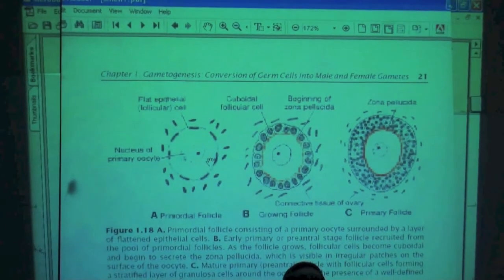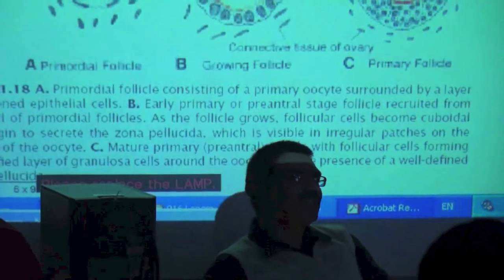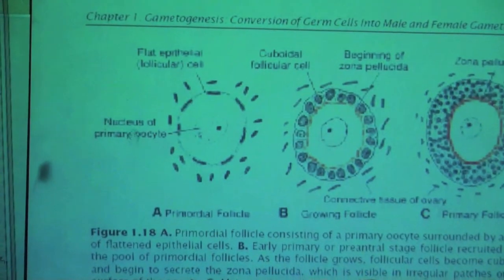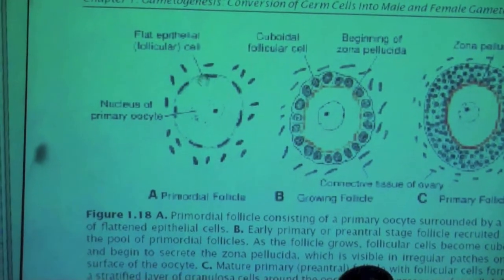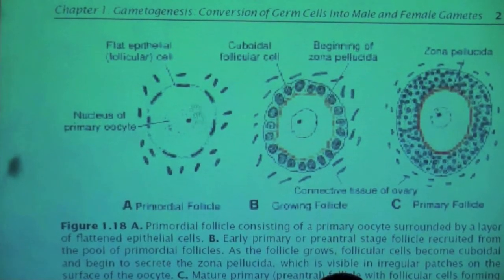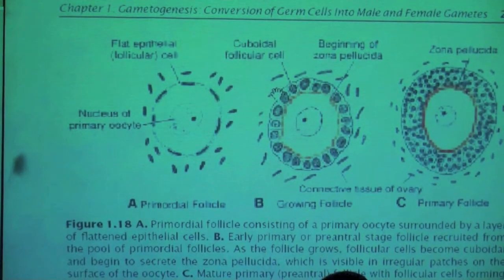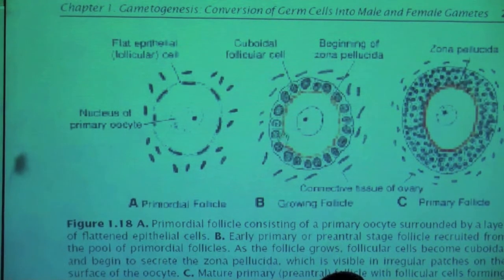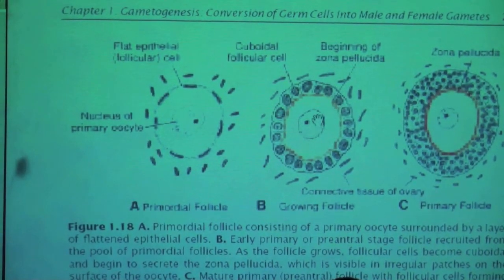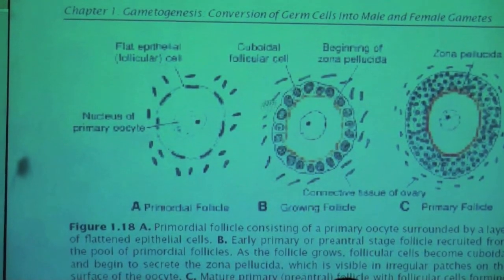Now what is a follicle? A follicle is a small structure inside which is present an oocyte. Now these are ovarian cells, and you can see they are squamous cells before, and then they turn into cuboidal cells. This structure is called a primordial follicle when the cells are squamous, and when they become cuboidal, this becomes a primary follicle. Then the oocyte secretes a substance and makes a covering around it, and this covering is called zona pellucida. These glycoproteins cover the oocyte all around.